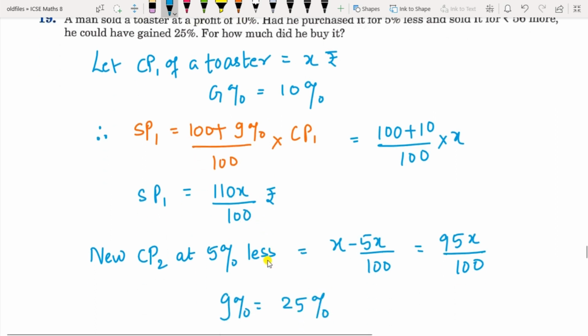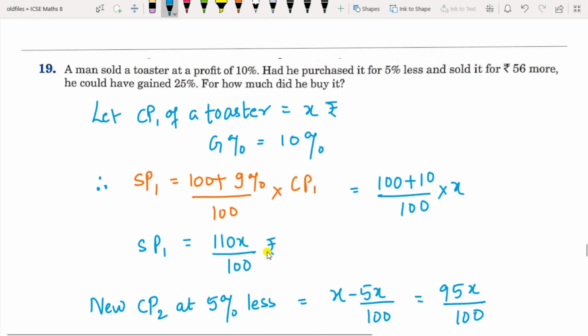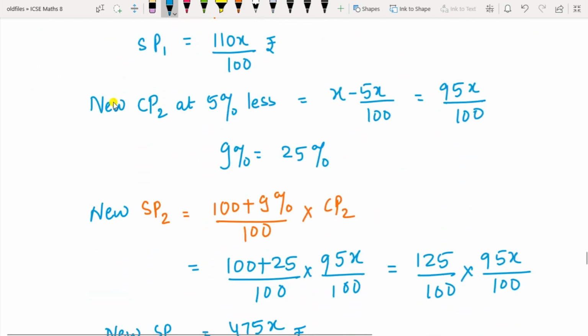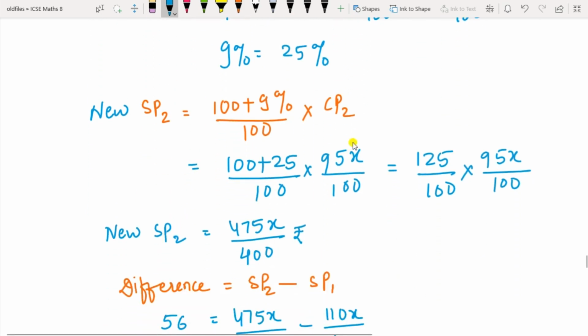New selling price, that is if he has purchased for 5% less. So, from this you have to subtract 5%. That will be 95X upon 100, the new cost price. With that cost price he has sold and gained a gain percent of 25%. So, using the new cost price and the gain percentage, the new selling price is 475X upon 400 rupees.